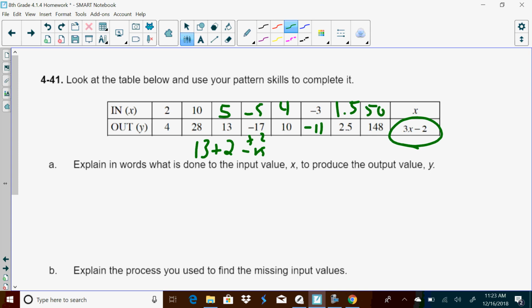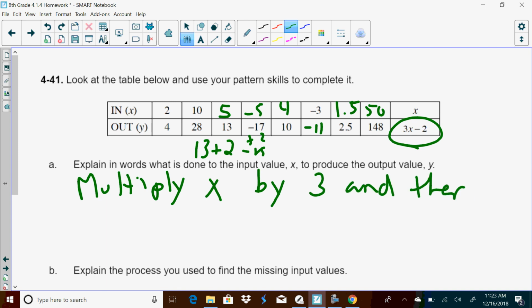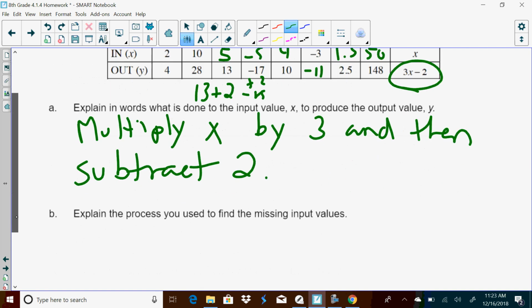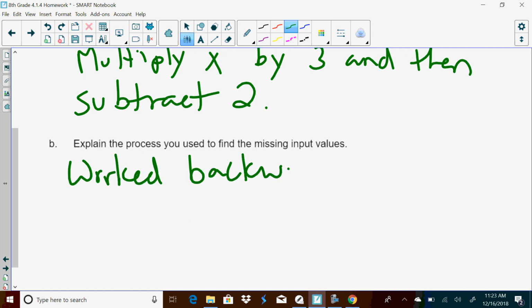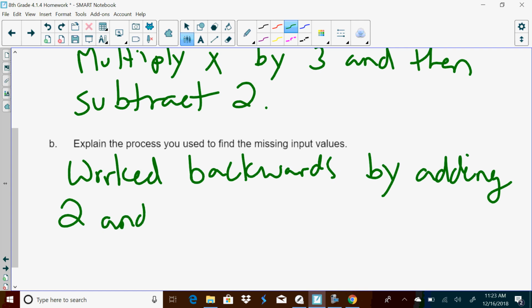It says, explain in words what's done to the x to produce the y. So in words, you multiply x by 3 and then subtract 2. And then it says, explain the process used to find the missing values. I worked backwards, by adding 2 and then dividing by 3.